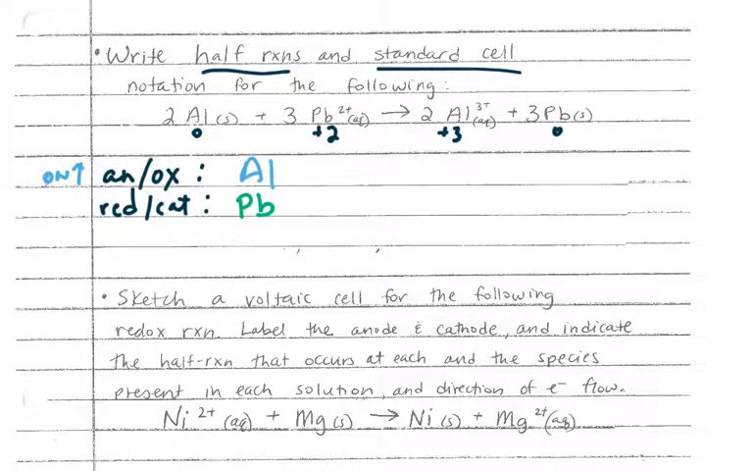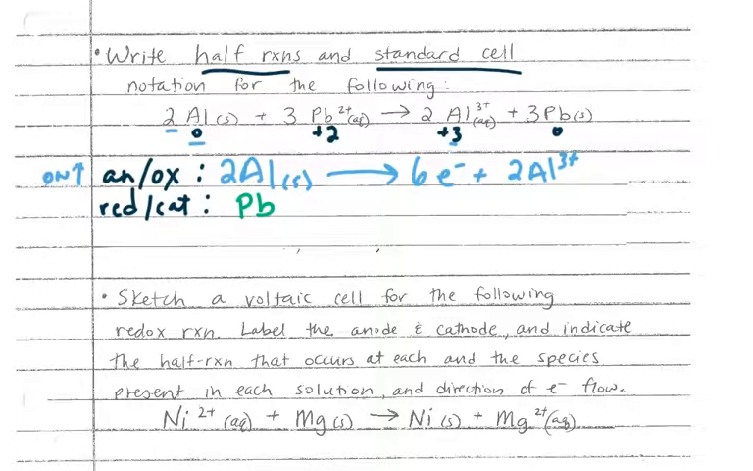So let's do the aluminum half reaction. We have 2 aluminums here, so we've got to keep the stoichiometry. Oxidation is loss of electrons, so the electrons are on the product side. And we have 2 aluminum ions with a 3+ charge. So each aluminum, to go from a 0 to a 3+ charge, has to lose 3 electrons. And there's 2 of them, so a total of 6 electrons are lost.